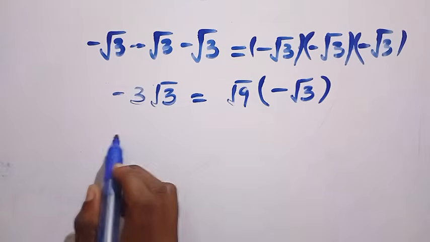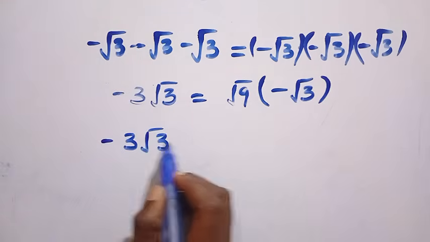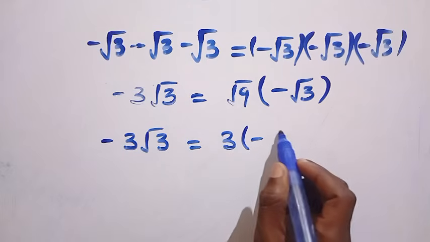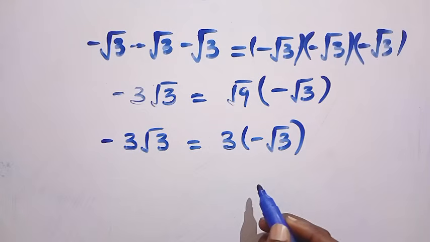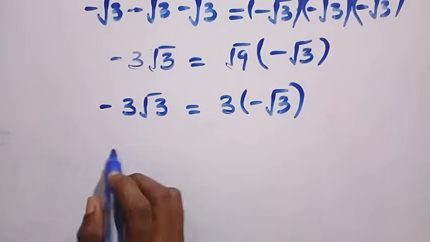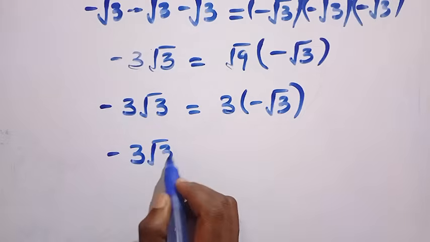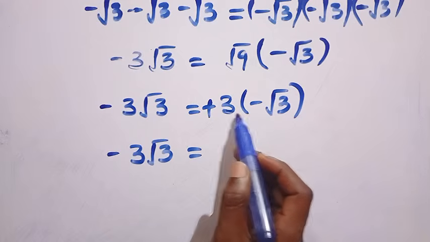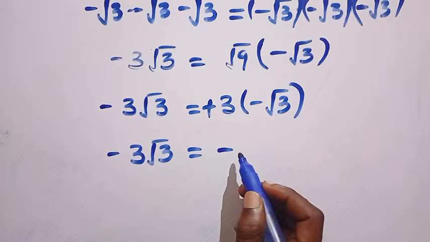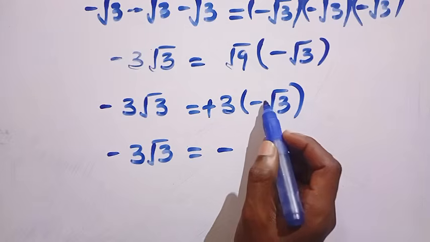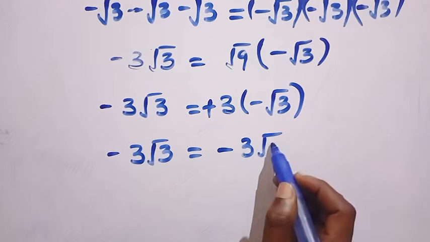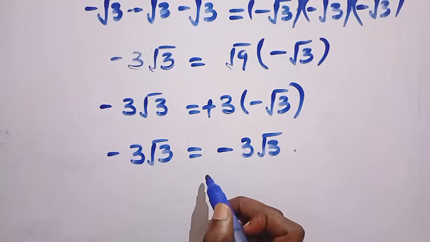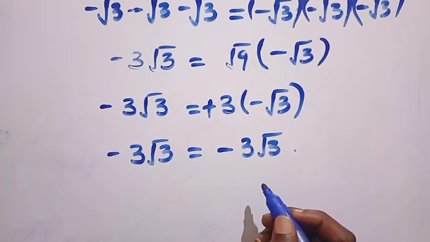So next, we have minus 3 square root of 3 equals square root of 9, which gives us 3, then minus square root of 3. With this, we have minus 3 square root of 3 equals, this is positive here, and this is multiplication, plus times minus gives us minus. Then 3 multiplied by 1 gives us 3, then we have this as root 3. So looking at these two sides, they are the same, showing that b equals minus root 3 also satisfies this.